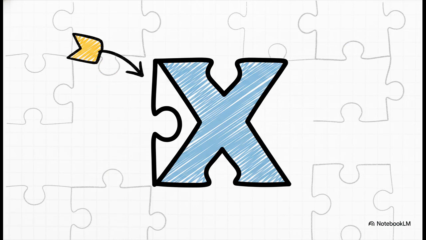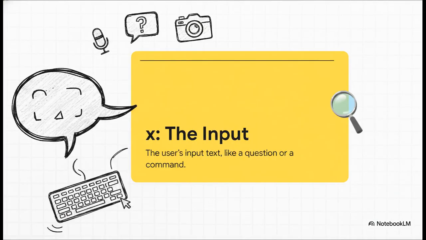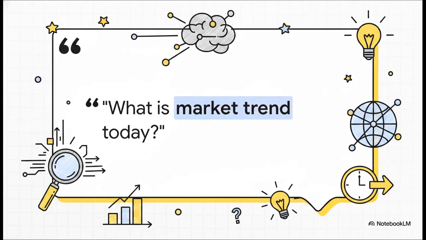And it all kicks off right here with the very first, and honestly the simplest piece of our whole puzzle, the letter X. So X is just a placeholder. It stands for whatever you type into that little box. It's your prompt, your question, your command. It's the thing that gets the whole conversation started. So, for example, if you type in, "What is the market trend today?" Boom, that whole sentence, that's your X. It's that simple. It's really the spark that gets the whole engine running.